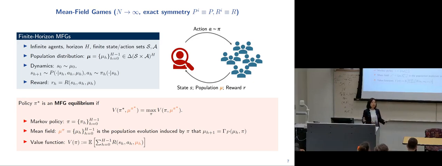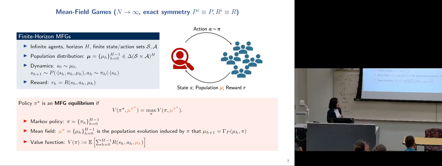Basically, if all the agents in the system are following some policy pi star, then no single agent can improve its own policy by deviating from this policy pi star. So this is the natural definition of mean field game equilibrium here. And just as a notation, for any given policy pi, this induces a population evolution under this policy pi. That's what I denote as mu pi.